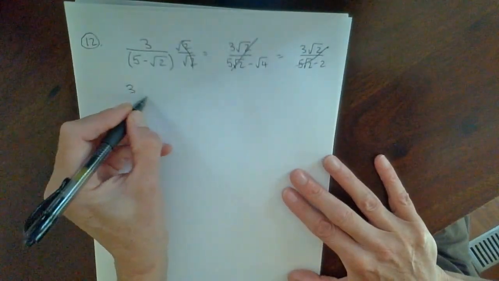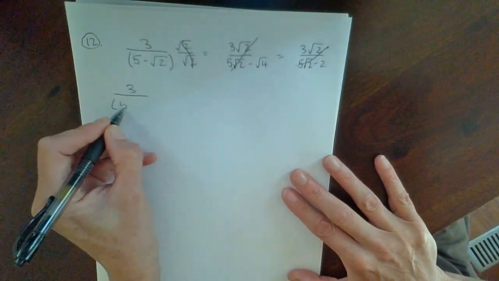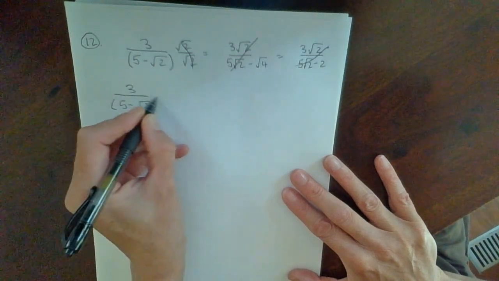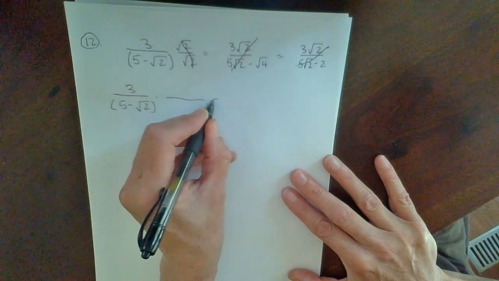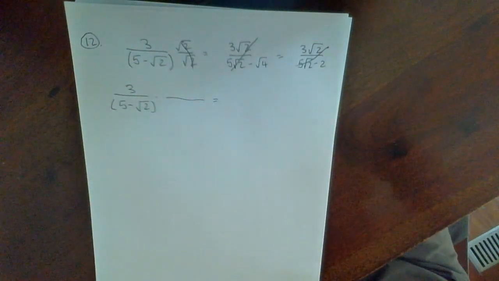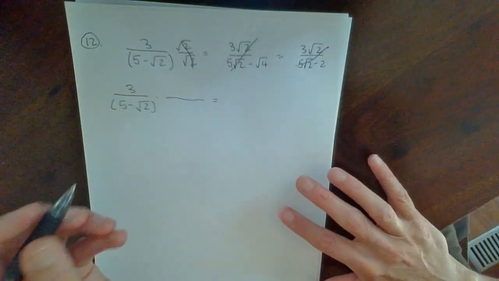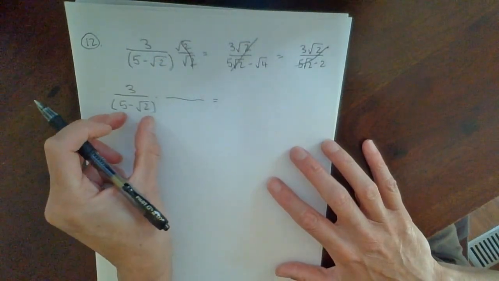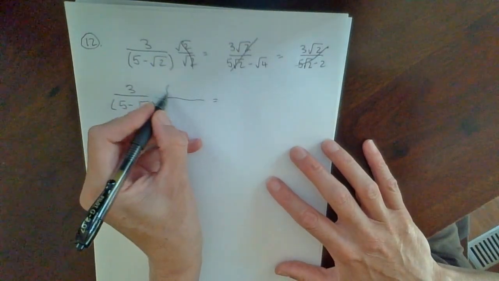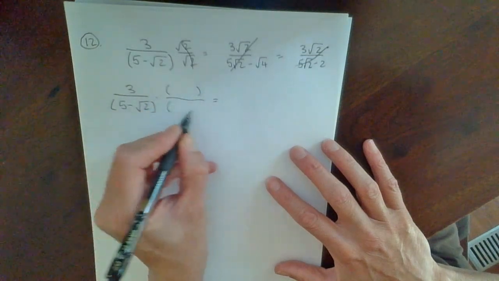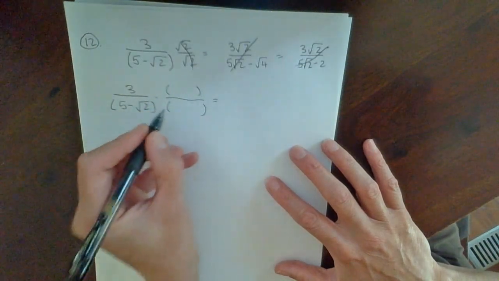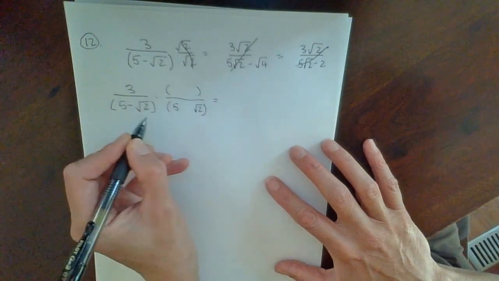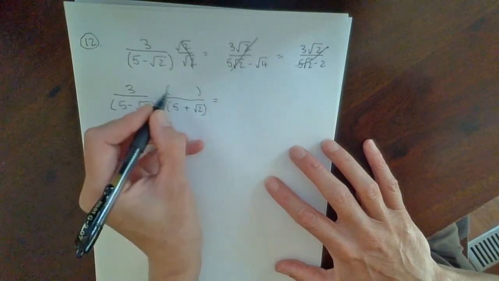Okay, 3 over 5 minus root 2. Very simple trick that makes this work. The deal is you can multiply by something that is 1. So you need to multiply by something that is 1 that will eliminate this radical. And that something is the same two terms, 5 and root 2, but the opposite sign.